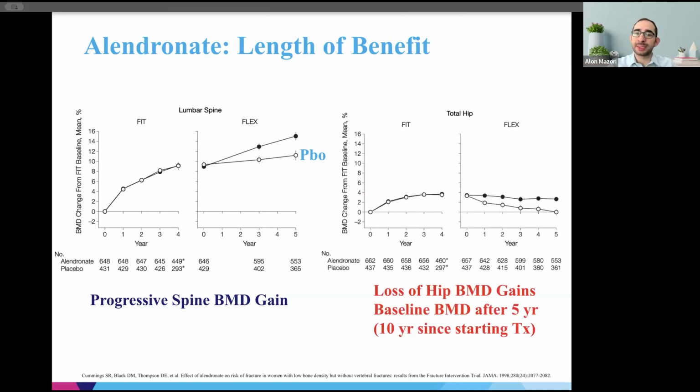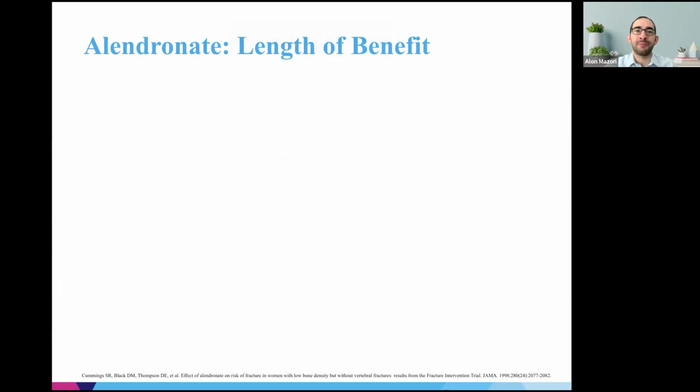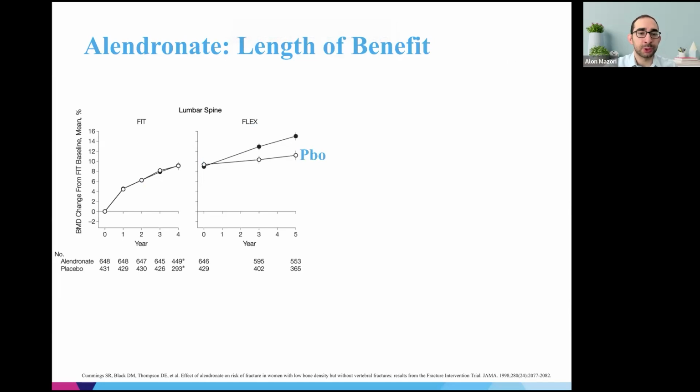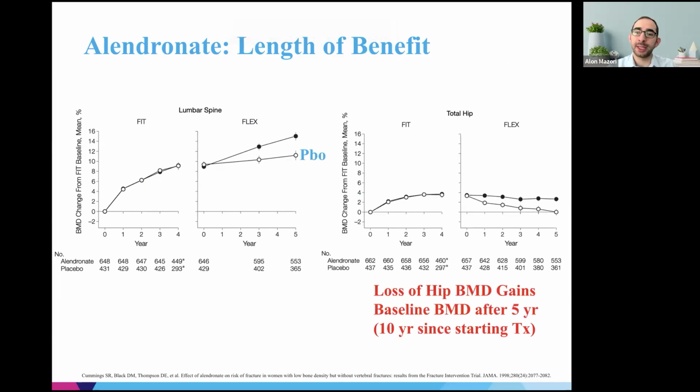The problem is that if we take a look at the length of benefit of alendronate, we'll see that in individuals who completed about 4 years of treatment and then went on to placebo, there was preservation of the bone mineral density gains at the lumbar spine. The problem was at the hip. Individuals who stopped alendronate actually returned to baseline bone mineral density after 5 years. And so alendronate conferred a benefit arguably between 5 to 10 years.